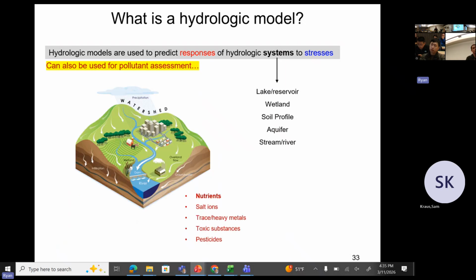So when you apply this to watersheds, again, you have this mass balance that you apply for the pollutants to the lakes, the wetlands, the soil, the aquifer, the streams. It all gets stitched together because inputs or outputs from one become inputs to the other. We can look at the movement of nutrients, nitrogen, phosphorus, salts, heavy metals, toxic substances, pesticides, and apply those to different watersheds around the country and around the world.